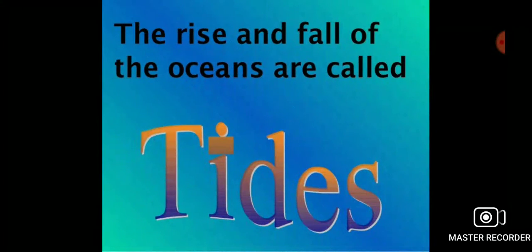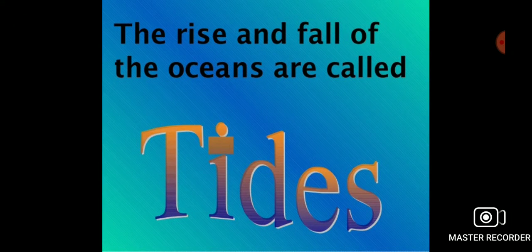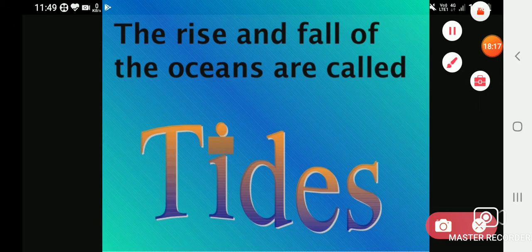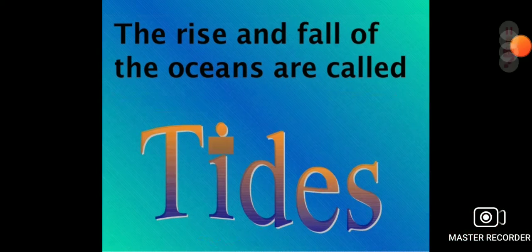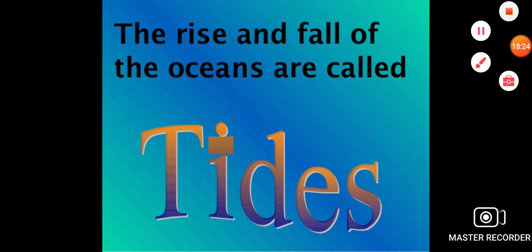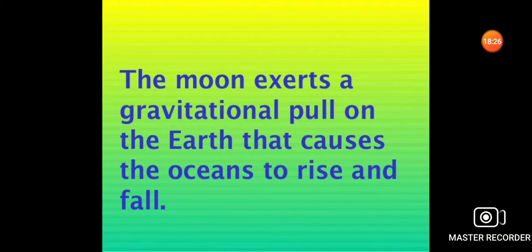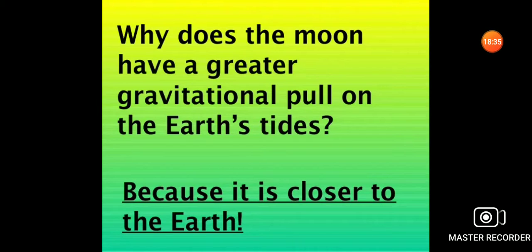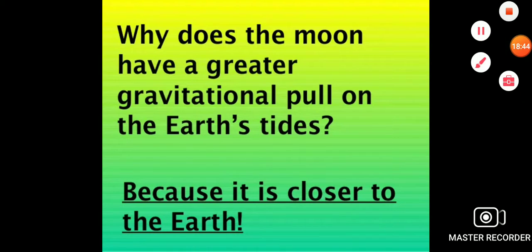So student, what is the tide? The rise and fall of the ocean water are called tides. Okay, the rise and fall of the ocean water is called the tides. The moon exerts a gravitational pull on the earth that causes the ocean to rise and fall. So why does the moon have a greater gravitational pull on the earth's tide? Because it is closer to the earth.